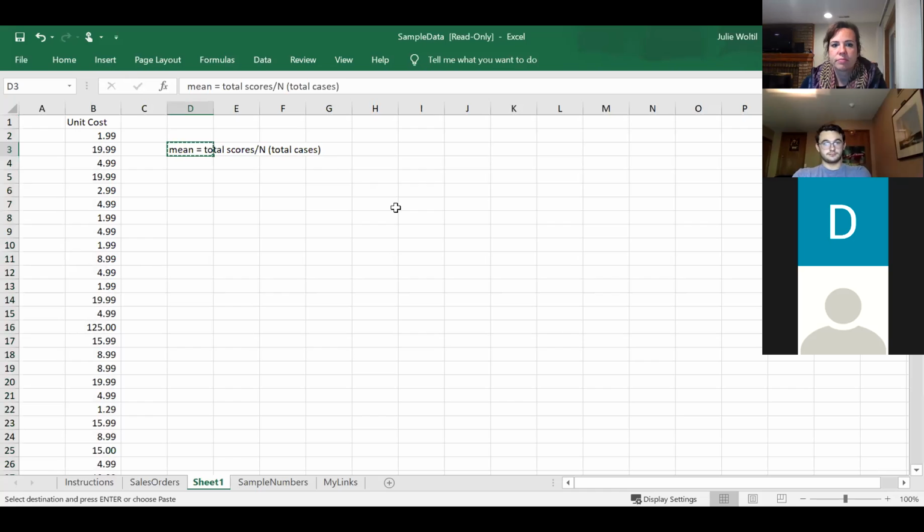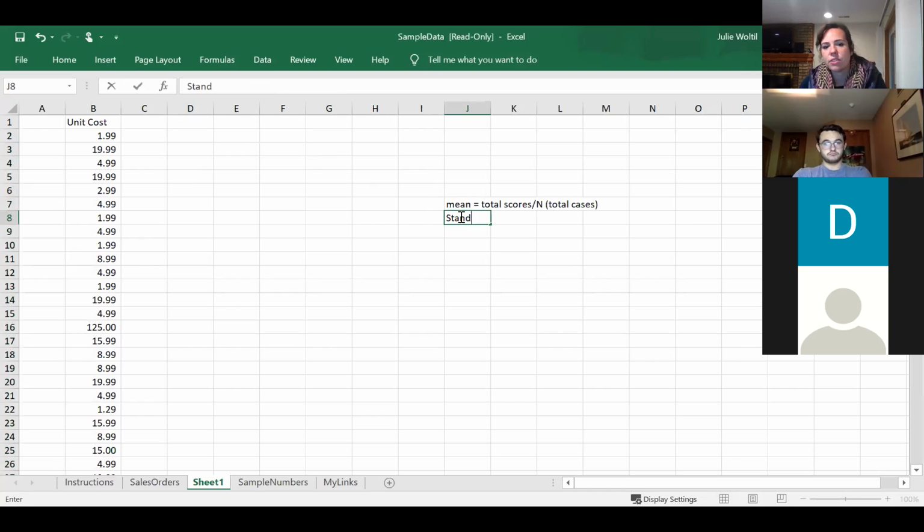Next step would be to get the standard deviation. Okay, and what is the standard deviation? That is... I think I may be mixing it up with what we did last time. No, that is what we did last time. But we need to know it.